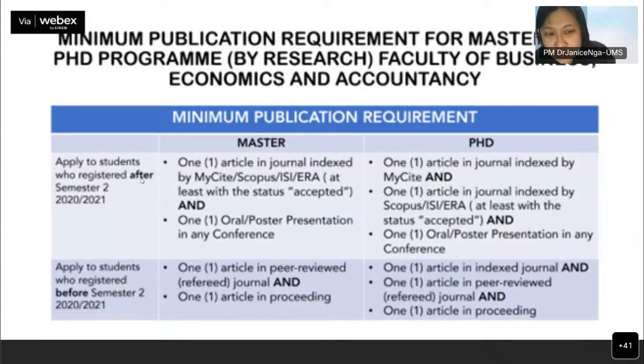So I'm not sure about those who register in semester 2, 2020-2021. One is after, one is before, so you fall in this column. It doesn't mean that you don't need to do anything. Don't try to be funny and say, this one is after, this one is before, I registered during semester 2, 2020-2021, so I don't fall in any category here. You are here, okay? Dr. Zianti already mentioned that, right?